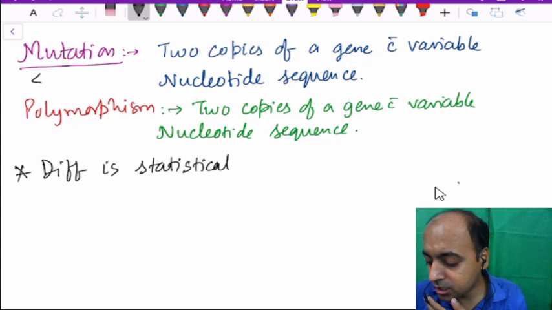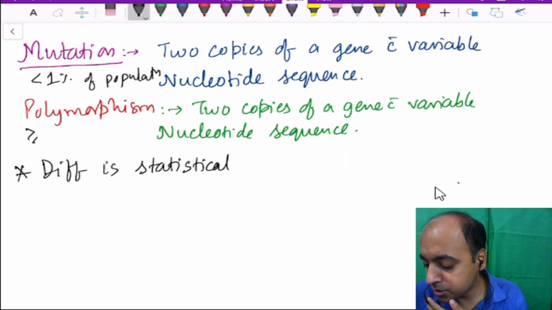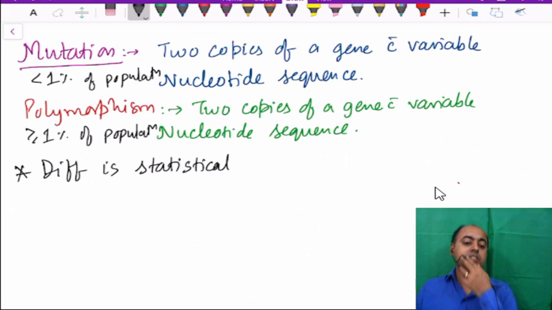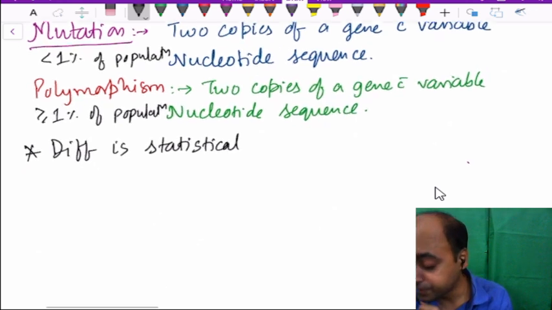Mutation is present in less than 1% of population. Polymorphism is a change which is present in 1 or more percent of population. So remember, the difference is purely statistical. Structurally, they will appear the same. You cannot say just by looking at the composition whether you are talking about the mutation or the polymorphism, unless you know the distribution of the various variants in the population. Without that, we cannot tell whether we are looking at the mutation or the polymorphism.